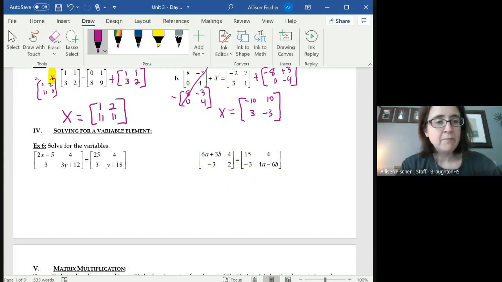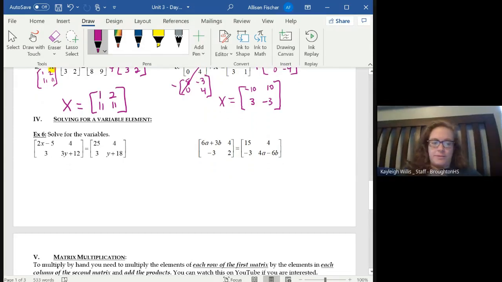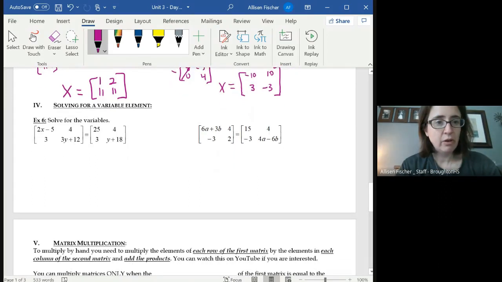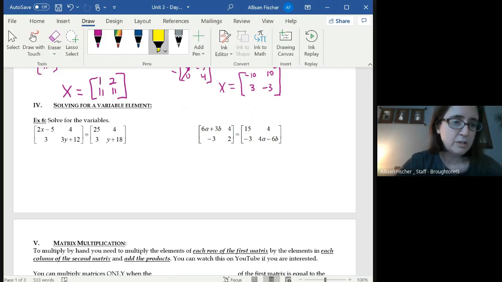Okay. So in section 4, solving for a variable element. You are now seeing that the unknown is actually inside the matrix, so it's representing an element or part of an element. These can be pretty straightforward or they can be complicated, depending on how they're set up. But what you need to remember is that if these are equal to each other, then if it's in the top left, it's got to equal what's in the top left.